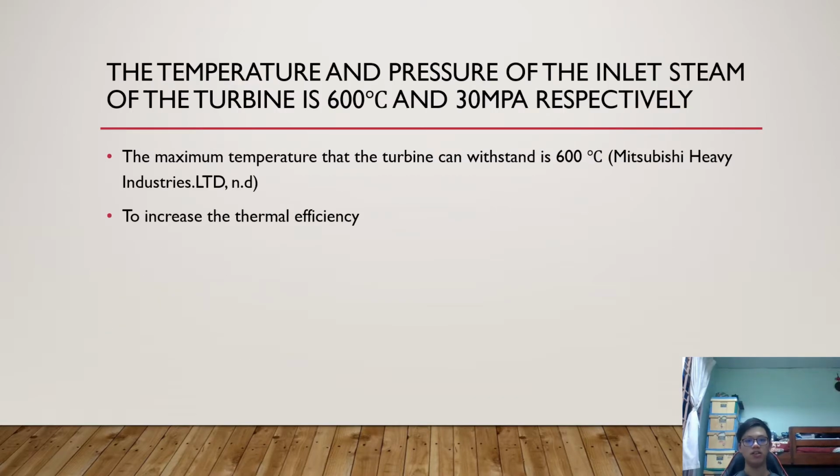The first assumption is the temperature and the pressure of the inlet steam that enters the turbine is 600 degrees Celsius and 30 megapascal. This assumption is based on Mitsubishi Heavy Industries because the turbine made by Mitsubishi can withstand a maximum of 600 degrees Celsius. Besides, it is also in order to increase the thermal efficiency. When we look at the formula of thermal efficiency, which is 1 minus QL over QH, the higher the QH, the higher the thermal efficiency.